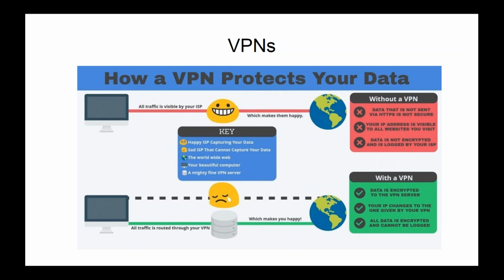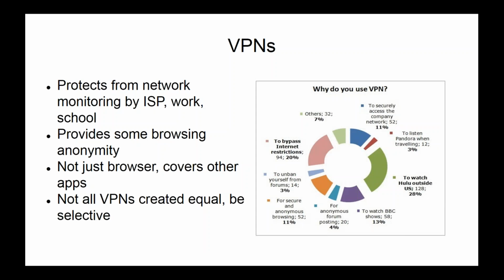So a VPN is a virtual private network. There are some free ones. It basically creates an encrypted tunnel between your browser and another server out on the web, and then it goes through your ISP or your work or your school network, and all your traffic is encrypted from your desktop to this external server that's outside that network monitoring. And then from that server, you go out and surf the web.